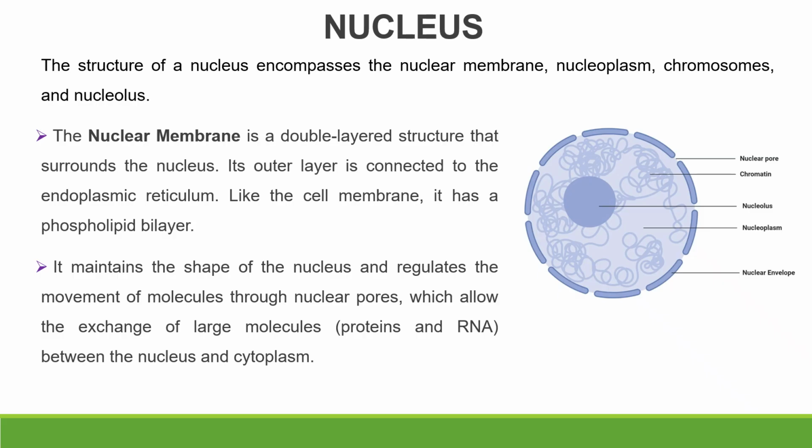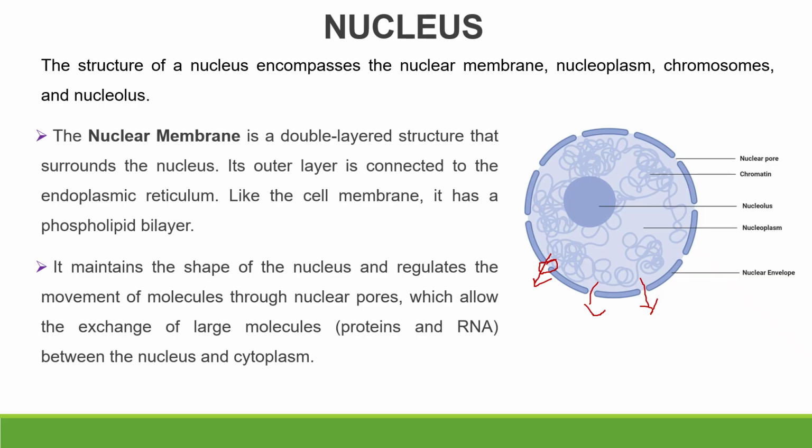And here we can see the nuclear pores. Through these nuclear pores only, the proteins or essential things come out. The pores allow large molecules like proteins and RNA between the nucleus and cytoplasm. So through these pores the proteins or the RNA come out and enter into the rough endoplasmic reticulum or the smooth endoplasmic reticulum.